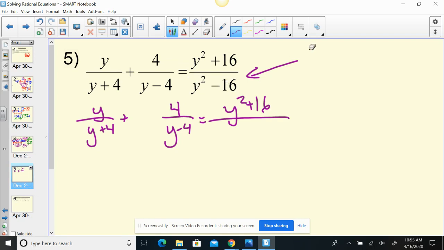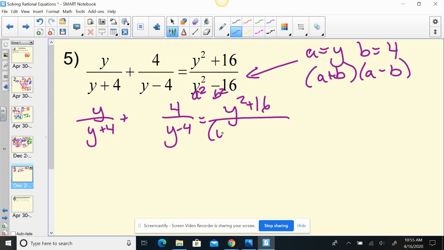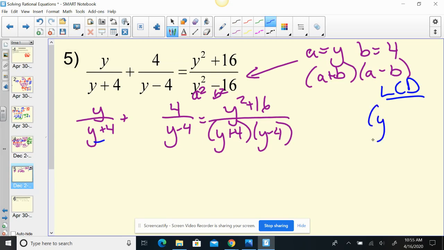Y squared minus 16 is a difference of squares. So A would be y, B would be 4, right? Because this is A squared and B squared. And then A plus B, A minus B would just look like y plus 4, y minus 4. All right. So LCD and restrictions. This one needs y plus 4. This piece needs y minus 4, which is not common, so I'm going to include it. Both of these are common, so I don't need them again.